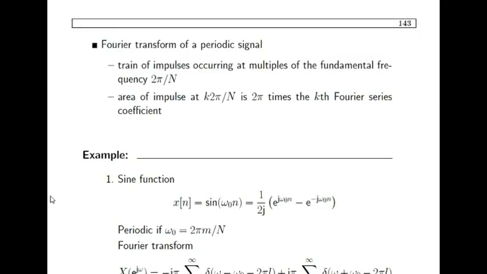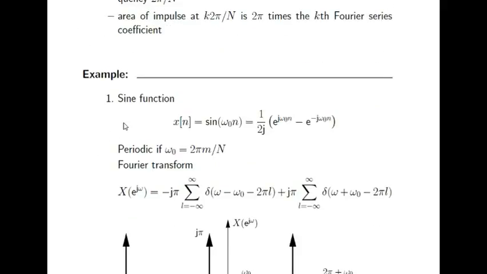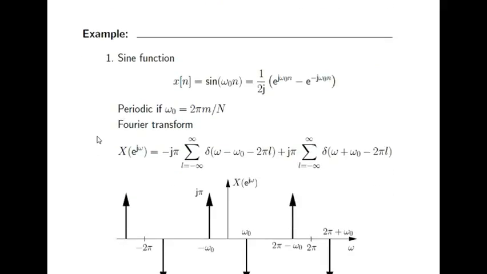Okay, the sine function can be represented as 1 upon 2j times e to the power j omega naught n minus e to the power minus j omega naught n, as you all know. And it is periodic if omega naught is 2 pi m by N. So for the Fourier transform, what will be the Fourier transform for the sine function?